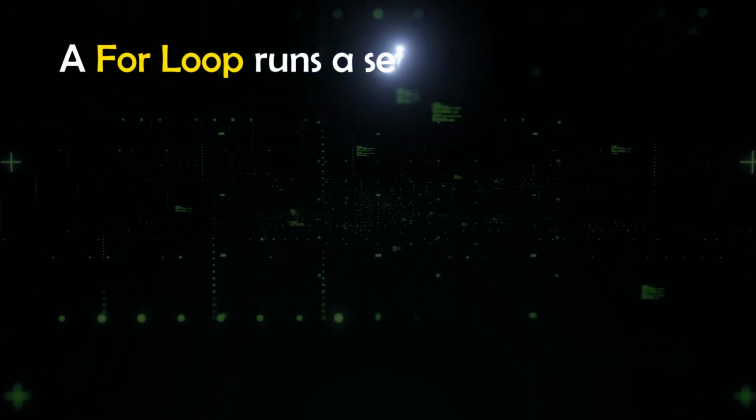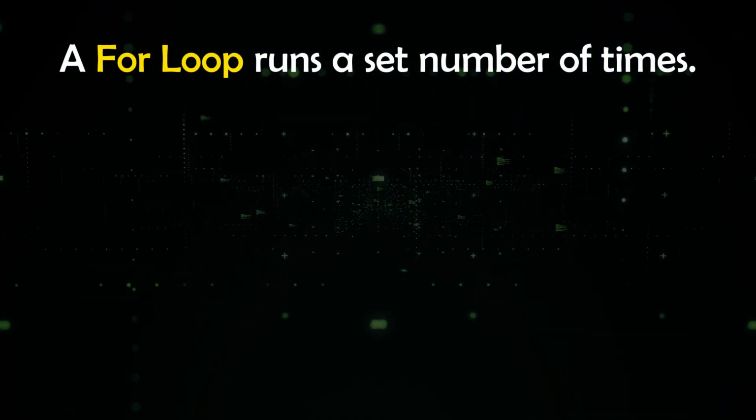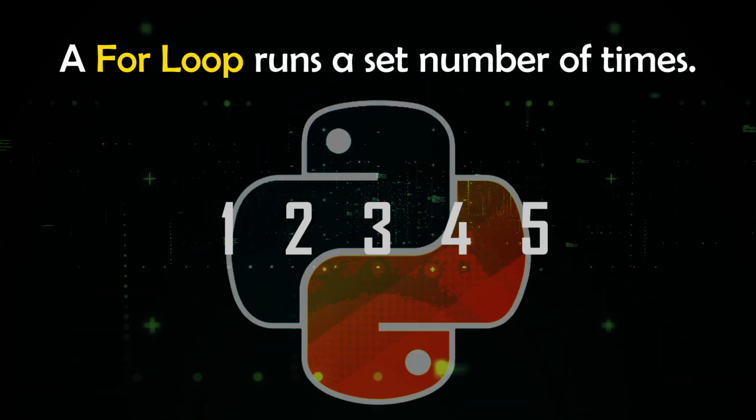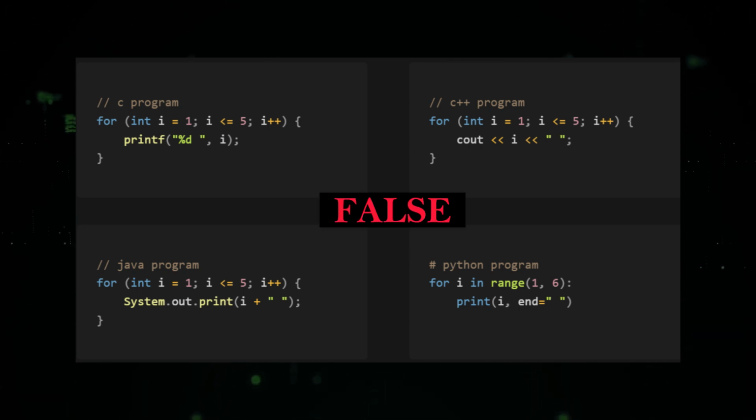A for loop runs a set number of times. Let's see an example where we print numbers from 1 to 5 in C, C++, Java, and Python. The loop starts at 1, checks if it is less than or equal to 5, prints the number, then increases it by 1. This repeats until the condition is false.